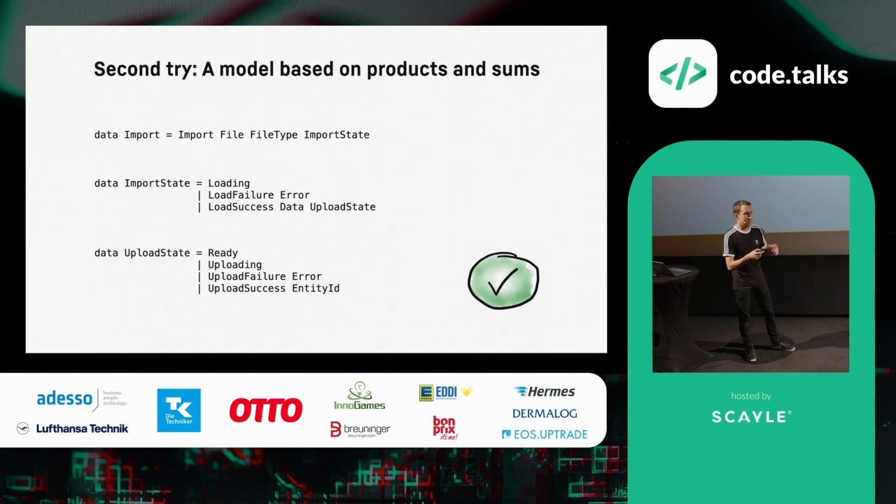And remember, we had these product types, which is a thing you're probably most familiar with, but there are also sum types, which is the either-or case. So let's use those for now. Our top-level type stays the same. It's still a product type based on three types. Nothing wrong here. But now the import state is a sum type. And this sum type denotes the three cases that we have in our system.